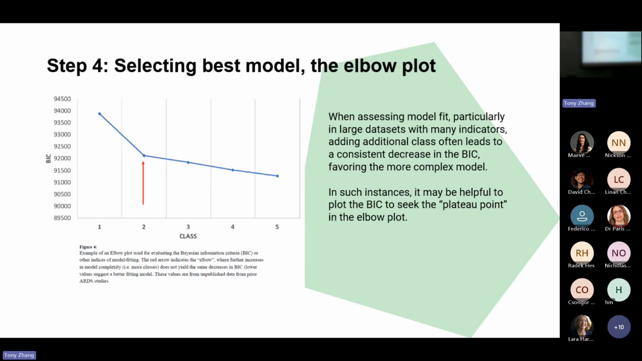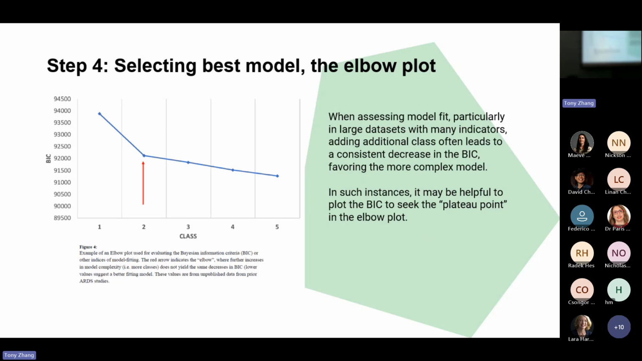Sometimes, for example if you have a very large data set, as you increase the number of classes the BIC keeps going down, so you will end up with a very complicated model. In that case, you can do something called an elbow plot. Basically, you plot the BIC. Here is a very simple example of an elbow plot.